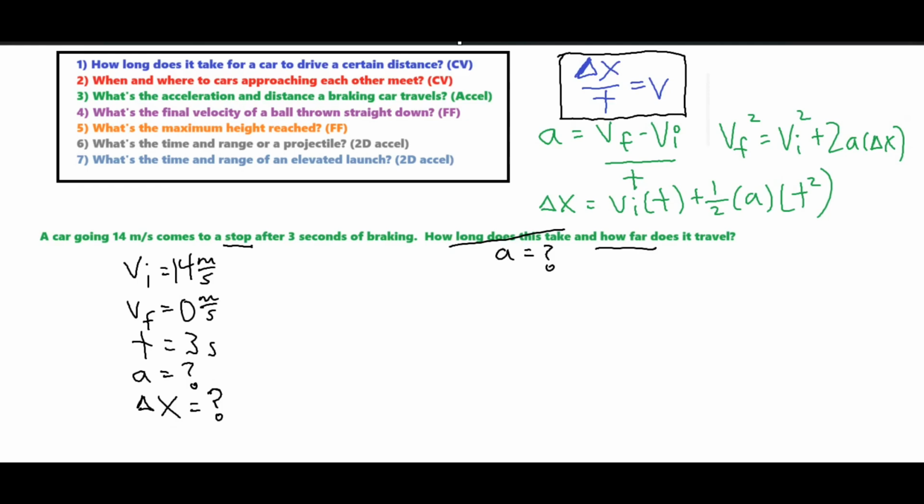So if I look through my first problem, do I have VF? Yes. Do I have VI? Yes. And do I have time? Yes. Okay, so that actually worked out. I'm going to go ahead and use my first formula and say that acceleration equals VF minus VI over t, which basically just comes out to negative 14 over 3. No algebra necessary. And then we get an acceleration of negative 4.67, rounded off, meters per second squared.